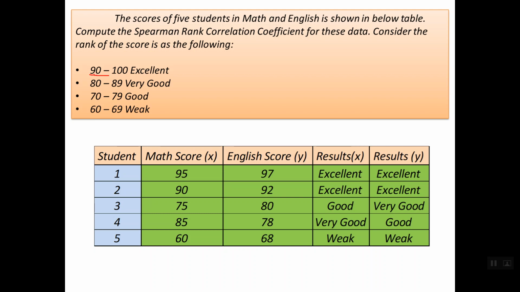From 90 till 100, we consider the rank to be excellent, while from 80 up to 89, it is very good. Between 70 and 79, we consider it to be good, while between 60 and 69, it is considered to be weak. So as you see here, in case of using the Spearman rank correlation coefficient, we are using the ranks of the data. We are not using quantitative data, we are using what's called ranked data.